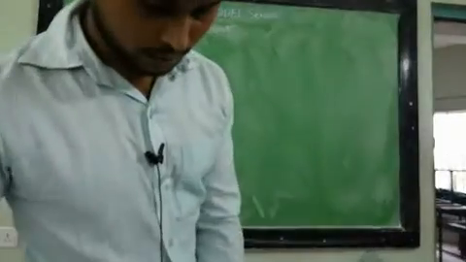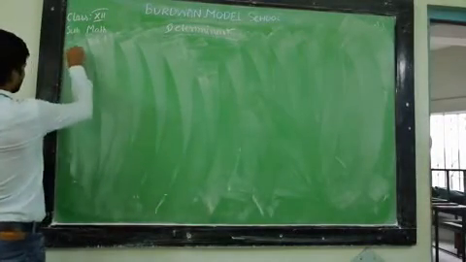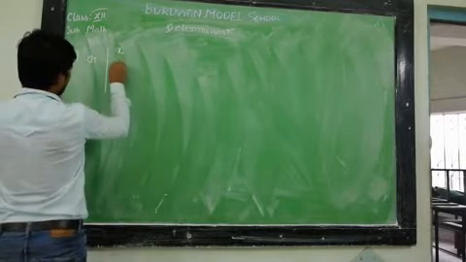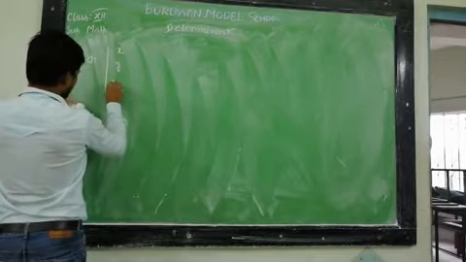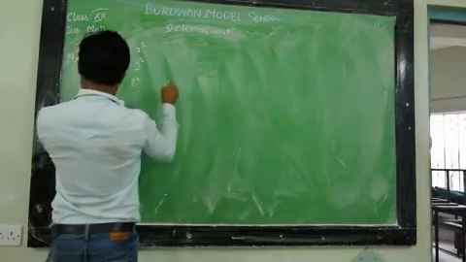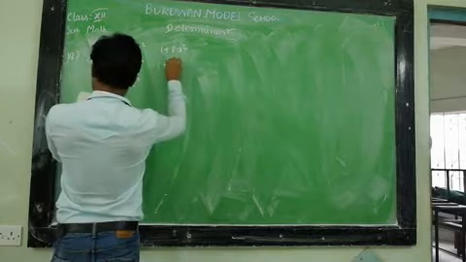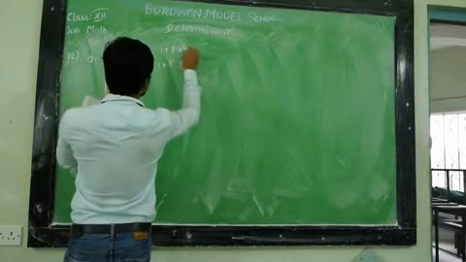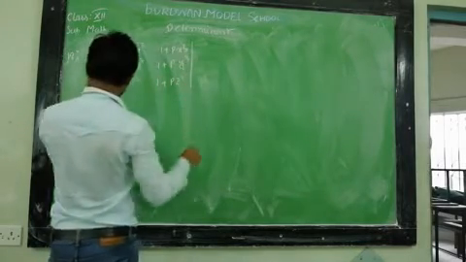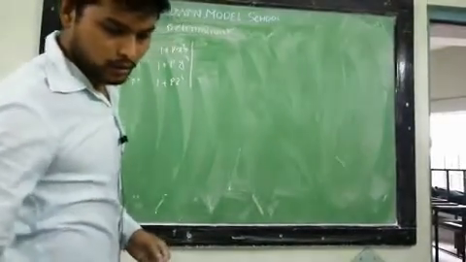Question number 12 is this determinant. Let delta equal to the given determinant: x, y, z; x square, y square, z square; 1 plus px square, 1 plus py cube, 1 plus pz cube. We have to prove this is equal to 1 plus p times xyz times (x minus y)(y minus z)(z minus x).